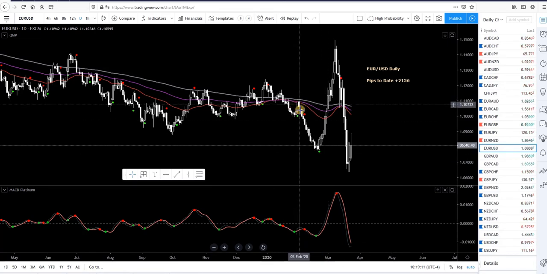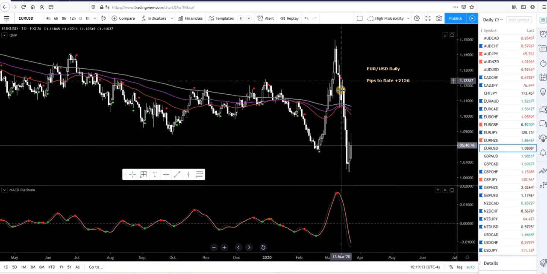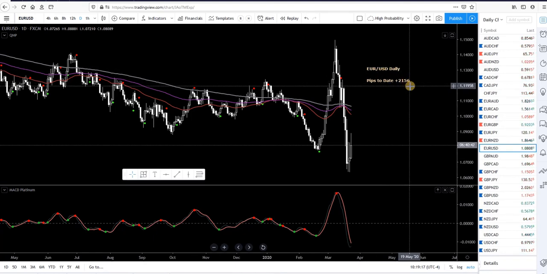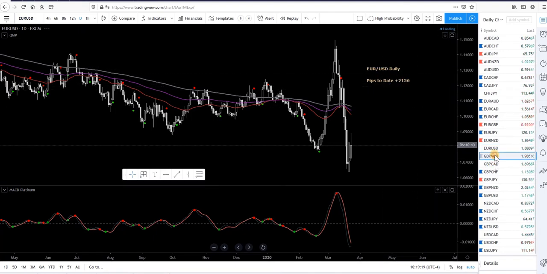Euro USD, no trades. Nothing. Look at this thing. Come down, come straight up, come straight down. Tough going. USD. A few pips in the bank. Pound Aussie.